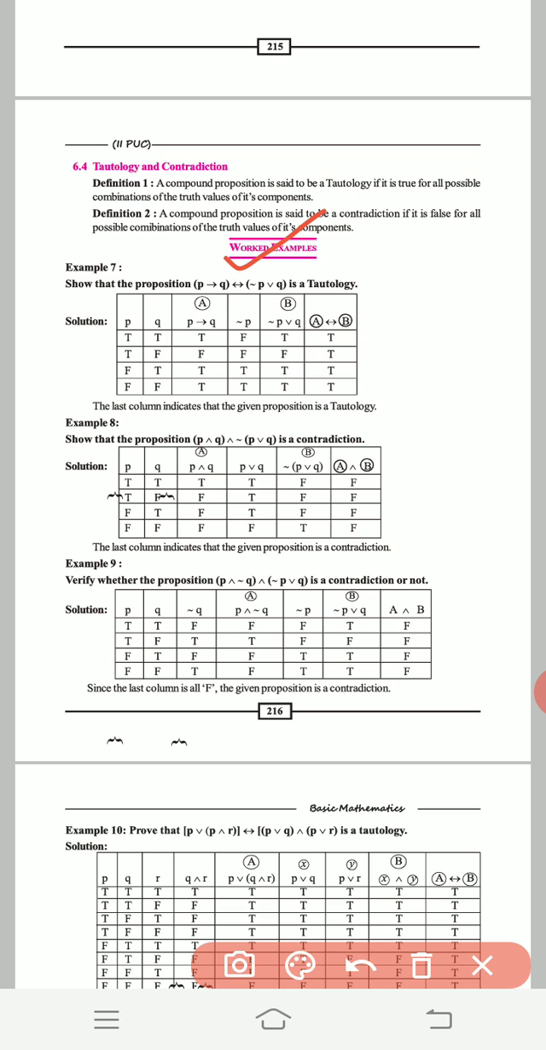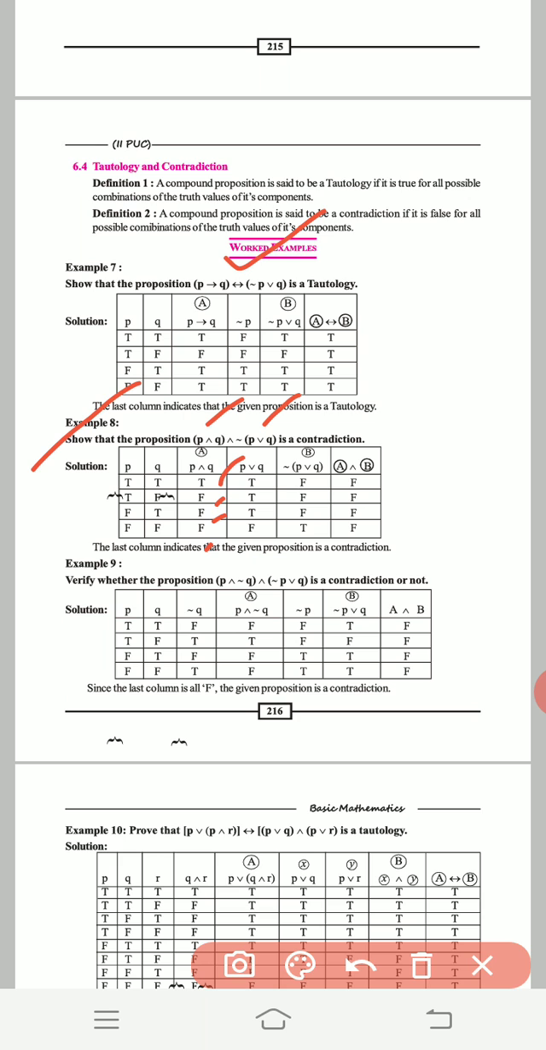Similarly, consider the second example, Example 8. Show that the proposition P and Q and negation of P or Q is a contradiction. Here, first we have to find out P and Q. Next, negation of P or Q. First find out P and Q. An AND statement is true when both the statements are true. See here: true, false, false, false. Next, see inside the bracket, P or Q.